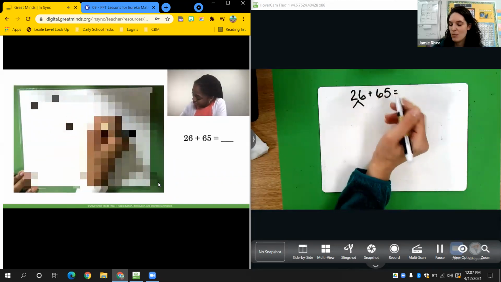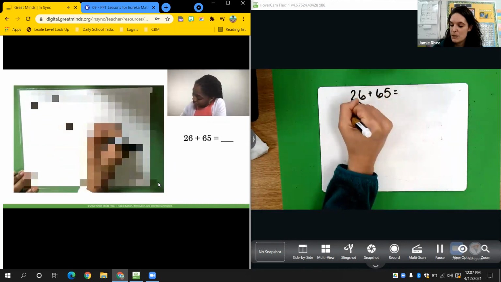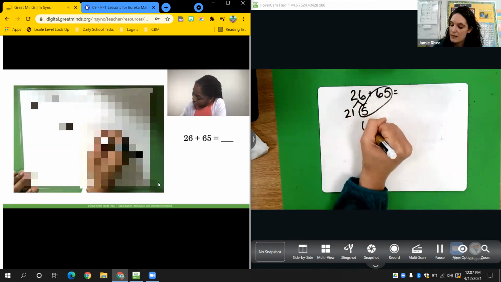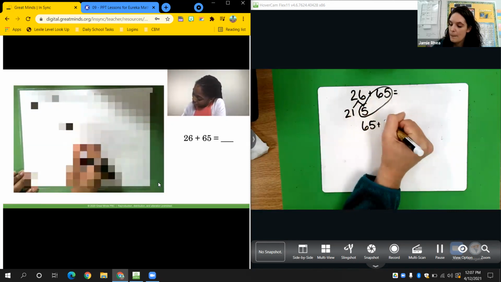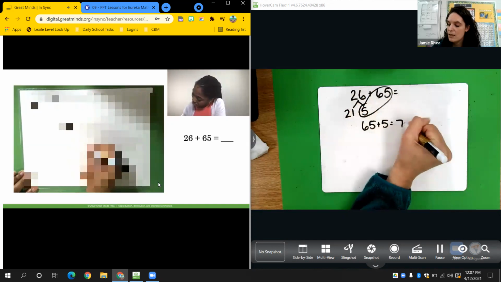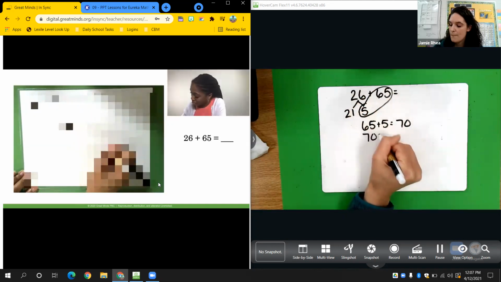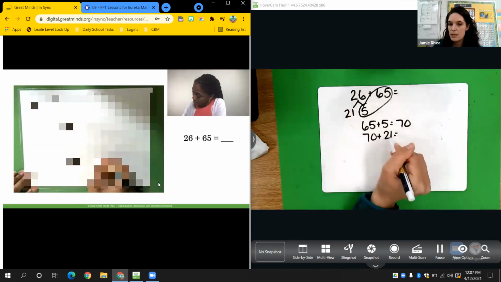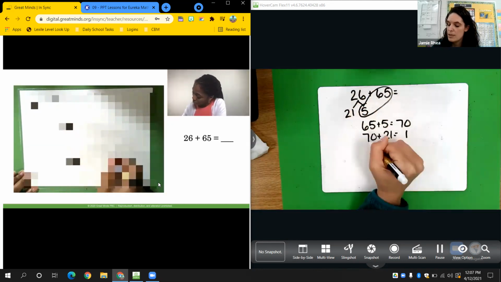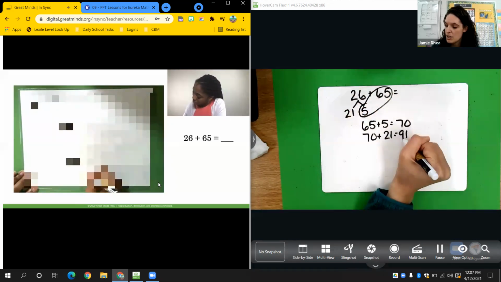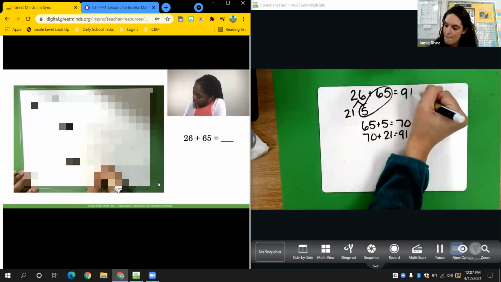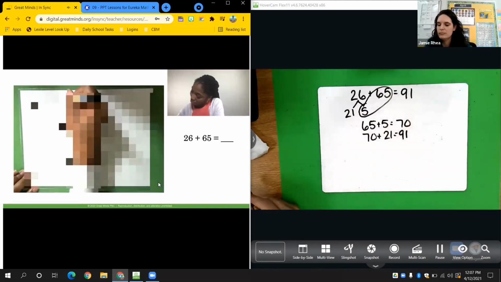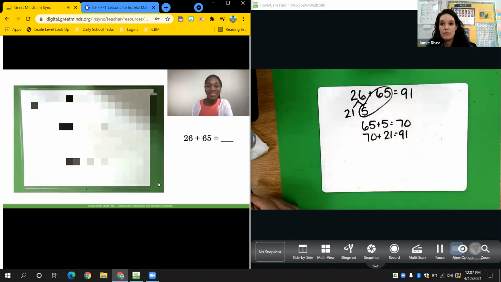Okay, on this one, I'm gonna break apart this. I know that I need 5 more right here, and that gives me 21. So I'm gonna add 65 and 5 equals 70. And then 70 plus 21 equals, I know I have 1 and a 0, so that's a 1, 2 and 7, 7, 8, 9. So I should have 91. If you need more time, pause.